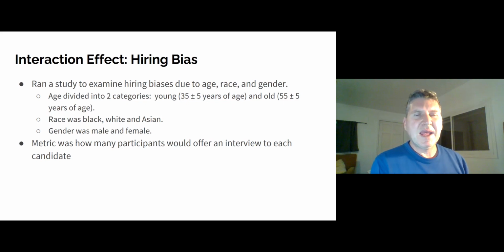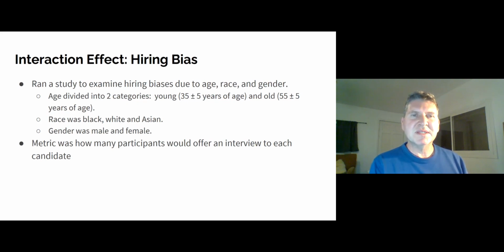Then we had some participants, which we got from Amazon Mechanical Turk, to evaluate these resumes. They might get a resume that has a young black male worker, and they're going to decide whether they would bring that person in for an interview based on their resume. Then we would take the same resume, change a little bit of information, and maybe make that an old Asian female, and we would see whether they would be likely to invite them for an interview or not.